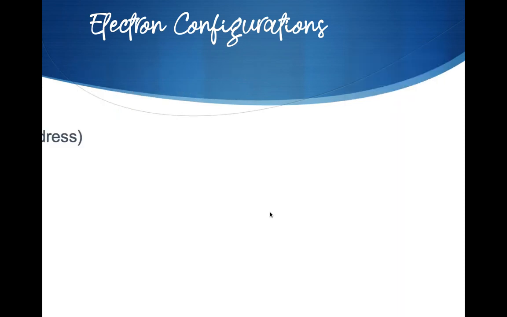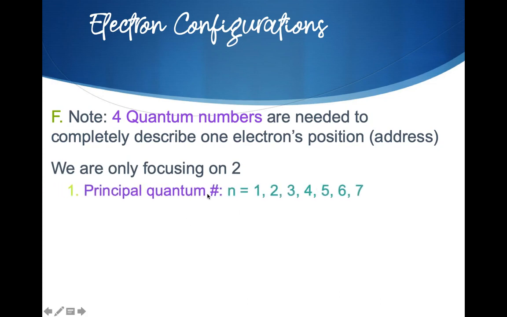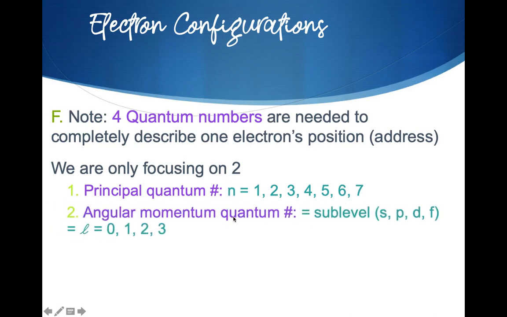All right, let's finish up today's notes. It turns out that there are 4 quantum numbers to fully describe one electron's position in the electron cloud, like its address. We've already talked about 2 of them, the 2 that we talk about in pre-AP Chem. The principal quantum number, which could be 1, 2, 3, 4, 5, 6, 7. The symbol is N. We've also talked about the angular momentum quantum number, which we called sublevel, which could be either S, P, D, or F.